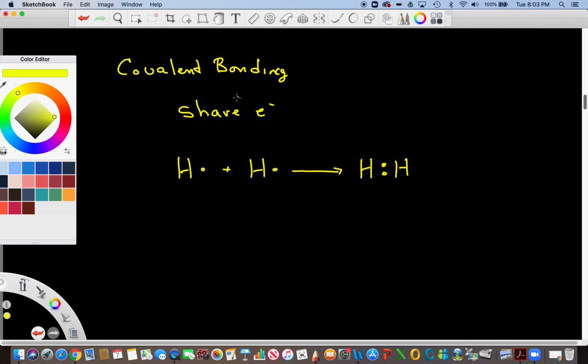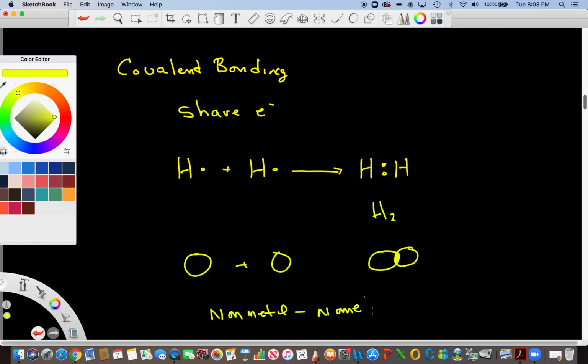Covalent bonds are where they share electrons. So we have a hydrogen atom and a hydrogen atom form an H2. So s overlaps with s, and the two overlap here. And this overlap is where they share the electrons. And this is an example of a covalent bond. And most covalent bonds are nonmetal with nonmetal. And carbon is a nonmetal, and hydrogen.